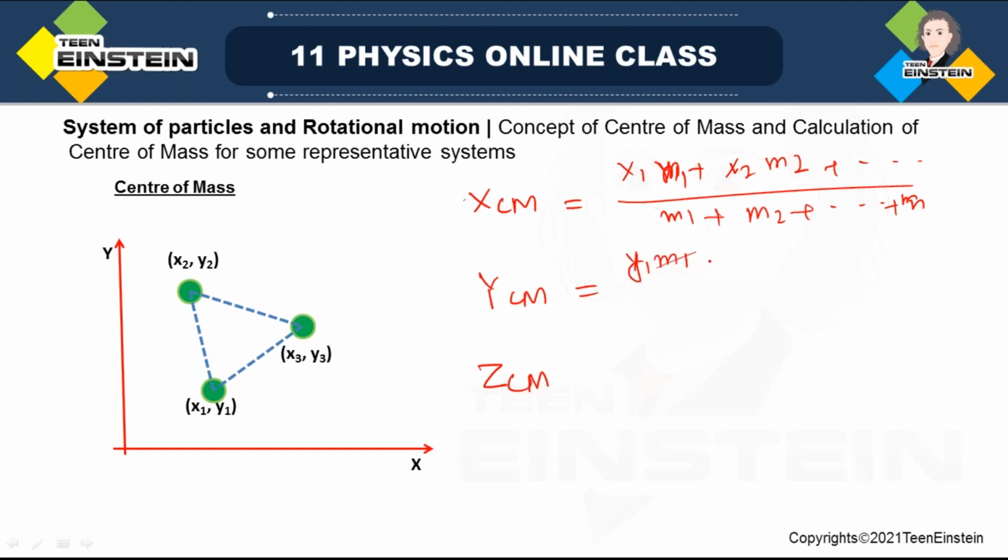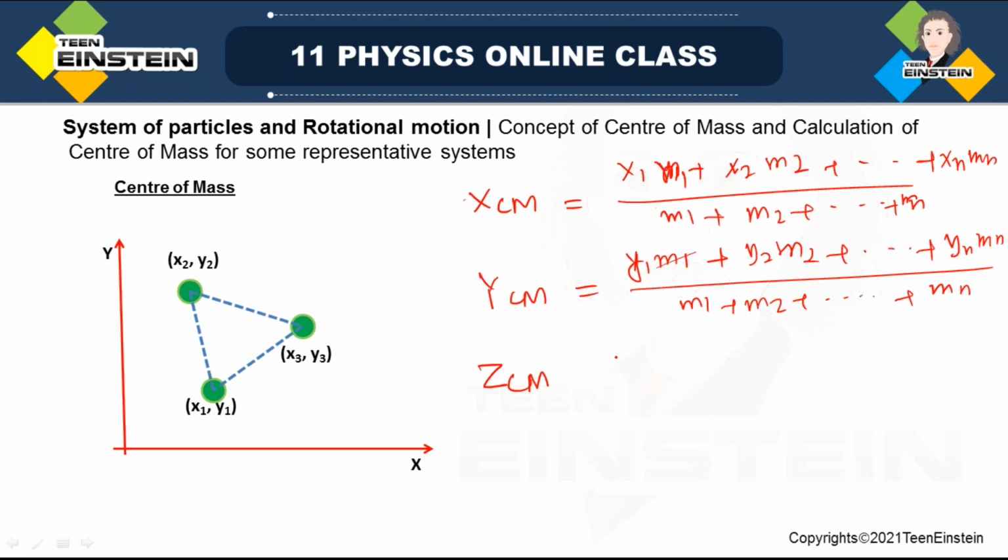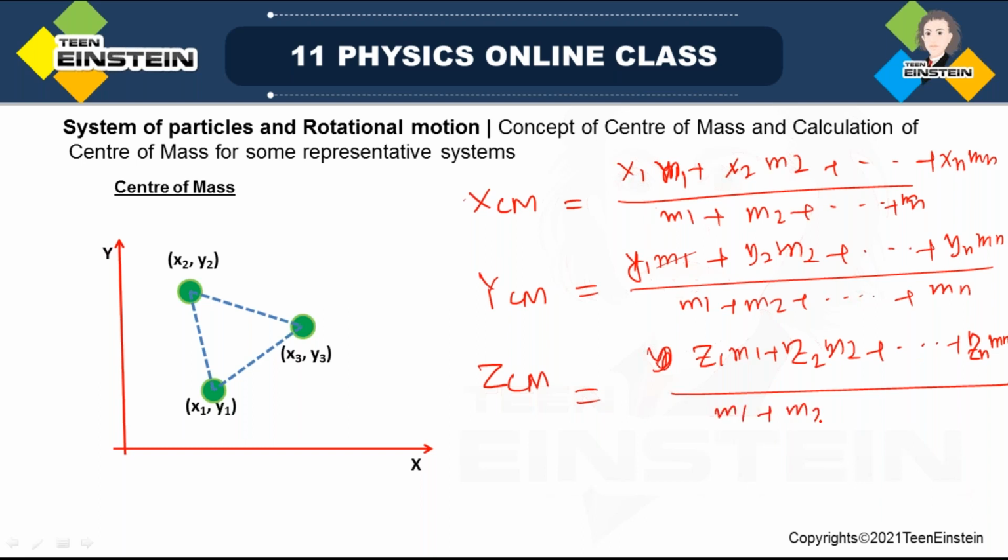For y, it is y1 m1 plus y2 m2 and so on, suppose it is done for n number of particles, up to yn mn. Here also I can write xn mn. In the denominator you get m1 plus m2 up to mn. Similarly, for z you get z1 m1 plus z2 m2, and it goes up to zn mn, divided by m1 plus m2 up to mn.